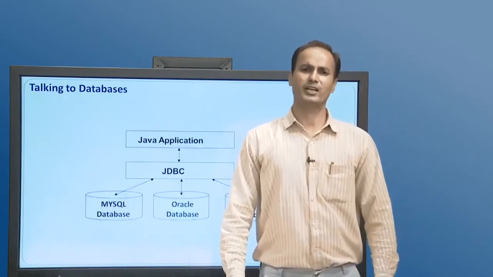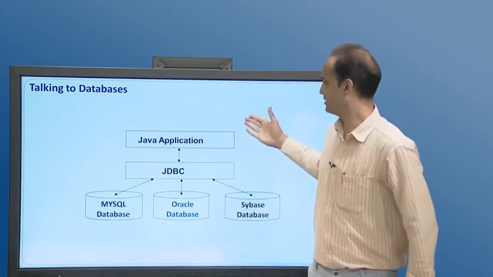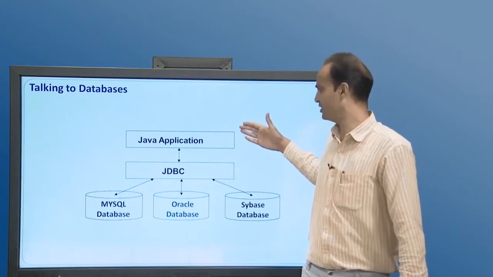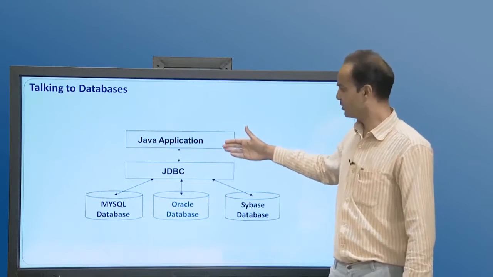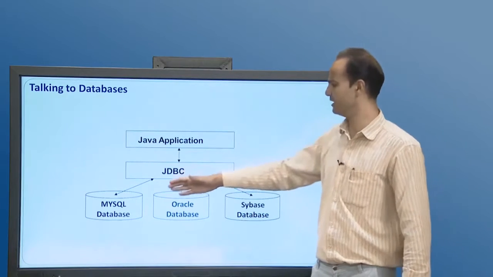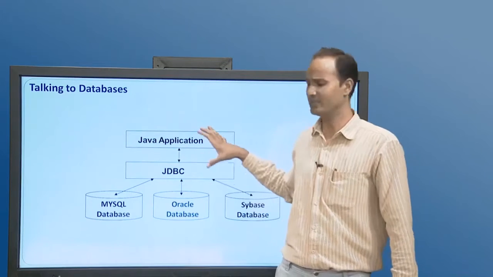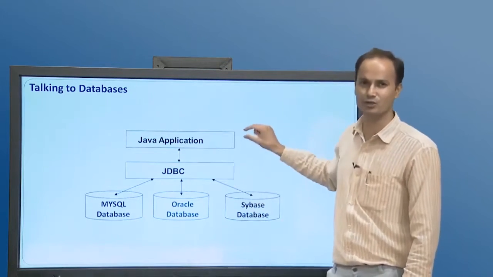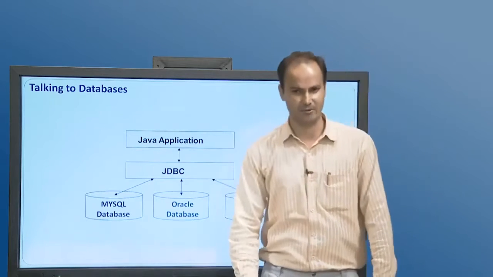Now, when we are talking about database connections with a Java application, at the topmost level, the application level, there is a Java application. The Java application uses the JDBC API to establish connections with the underlying database. There would be different databases, maybe MySQL, Oracle, Sybase and others. So in the common architecture, the Java application uses the JDBC API to establish connections with the underlying database.